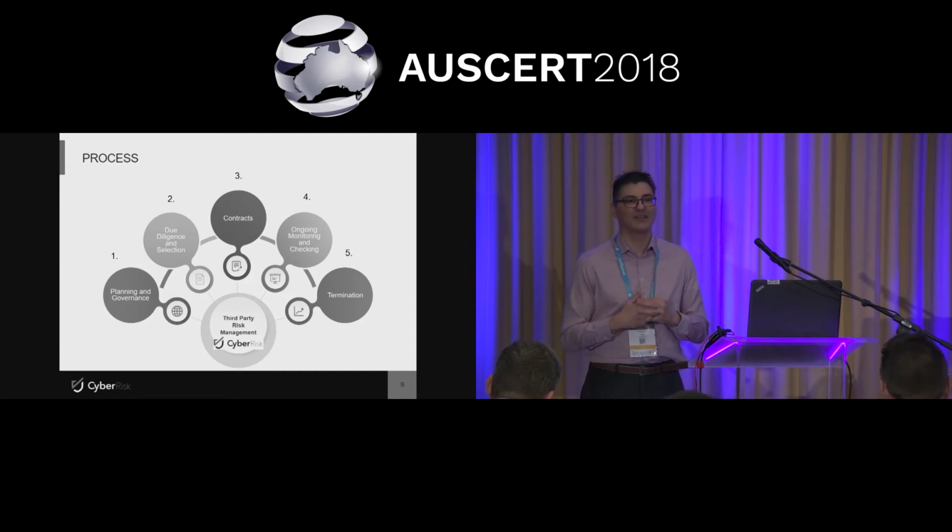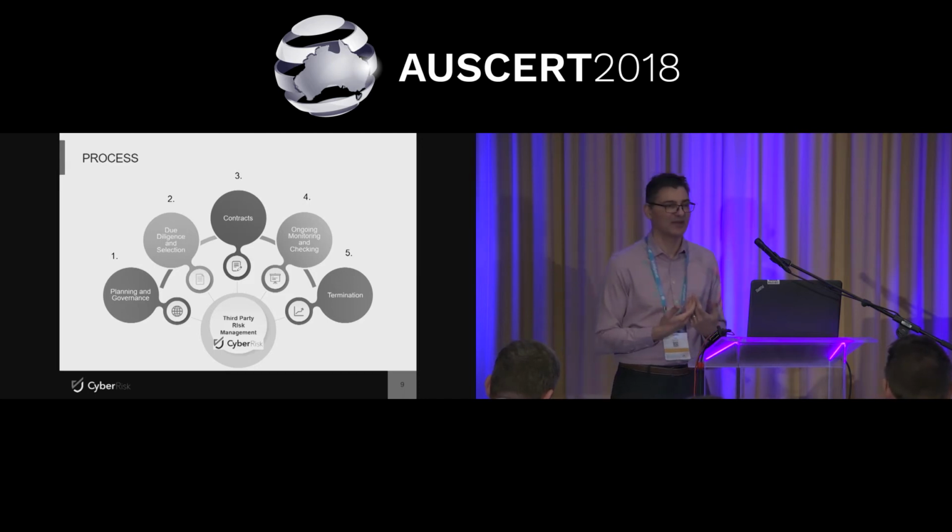Ongoing monitoring and checking. One of the major failings is that third-party risk management is a one-off event. You want to make sure that, where it's warranted, you're constantly monitoring and checking the third parties that represent the highest risk to your organisation.